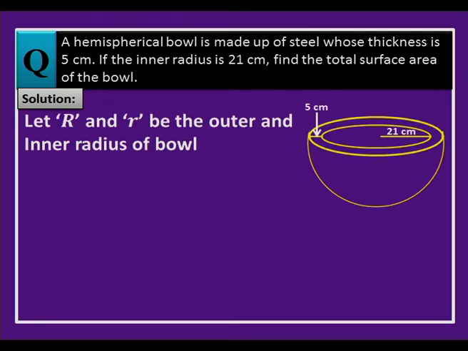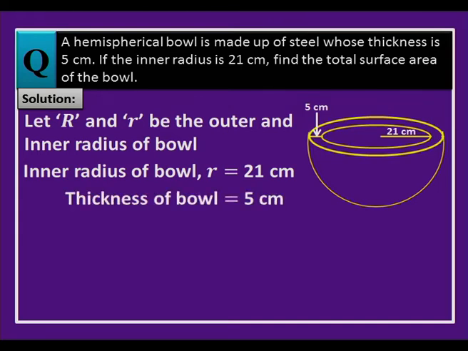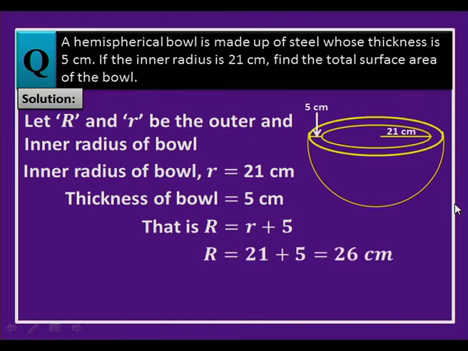Let us assume capital R and small r be the outer and inner radius of the bowl. Okay, children, and what is given? Inner radius, represented as r, is equal to 21 centimeters and the thickness is 5 centimeters. Therefore, the outer radius will be the inner radius plus the thickness 5. But we have r is equal to 21, right, children? So, we write 21 plus 5. So, what do we get? Yes, the outer radius is 26 centimeters.